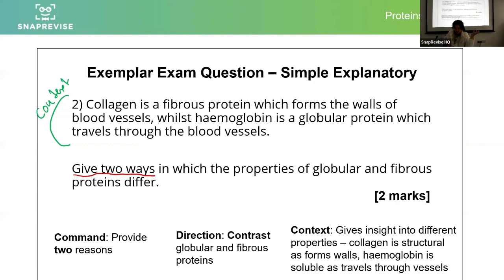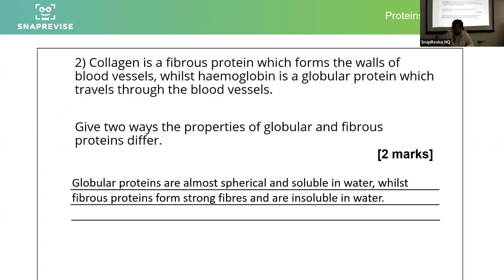So you contrast them. Globular proteins are almost spherical and soluble in water. That whole sentence is the 1 mark. While, and often using that kind of comparative language is important, and they look for that in the mark scheme, while fibrous proteins form strong fibers and are insoluble in water. 2 marks. Simple. We are contrasting the properties here, right? So don't be tempted to talk about their function or anything like that.